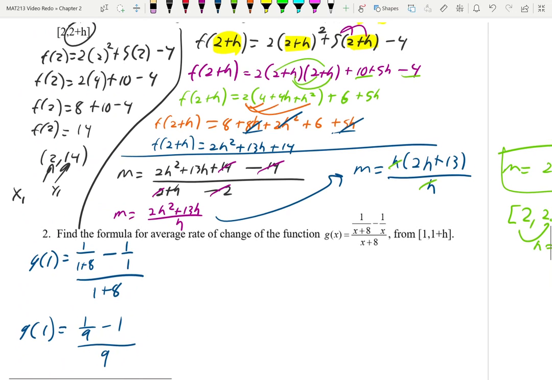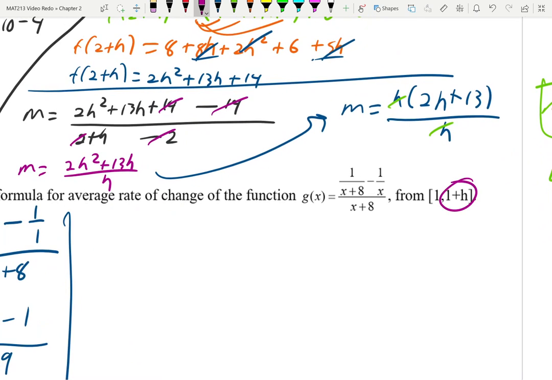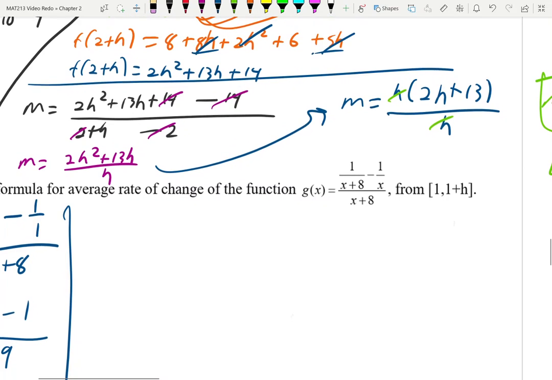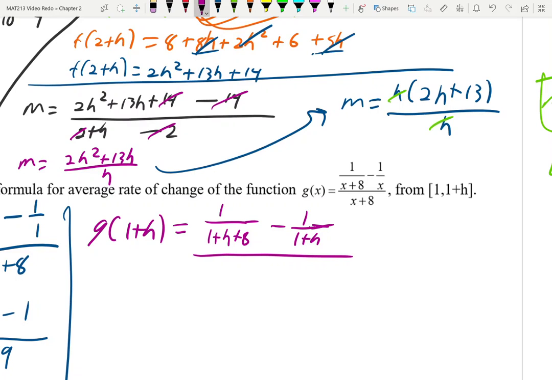Now some of you might be afraid. You're like, wait a second, do we really have to do this with the 1 plus h? Why, yes, we do. Here we go. All right, so g of 1 plus h is equal to 1 over 1 plus h plus 8 minus 1 over 1 plus h, all over 1 plus h plus 8.